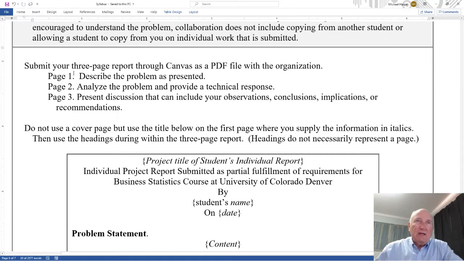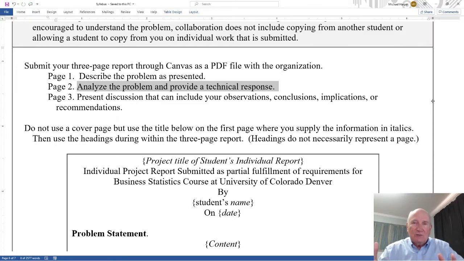So the report is 3 pages. The first page is to describe the problem as presented. Here is the problem, and I'll be presenting it to you, and you'll just be rephrasing it. Second, analyze the problem and provide a technical response, saying, "Oh, that's the problem. Here's what I say," and you analyze it. It's going to be a business problem. It's going to be statistics. And so this technical response will be a statistical response. Statistically, here's what you are going to be doing.